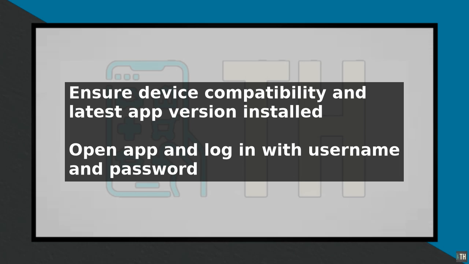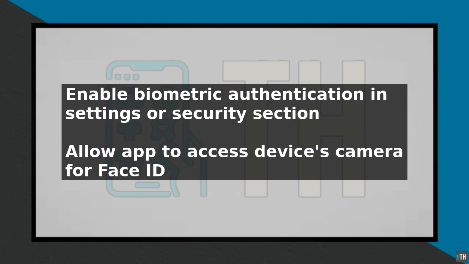Once you are logged in, navigate to the Settings or Security section of the app, which is usually located at the bottom or top right corner of the screen. In the Settings section, look for the option to enable biometric authentication, which may be labeled as Face ID, facial recognition, or biometric login. Tap on this option to proceed with the setup process.